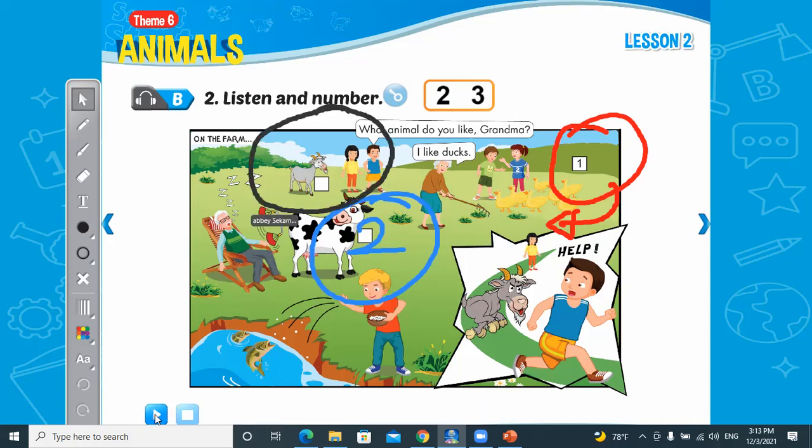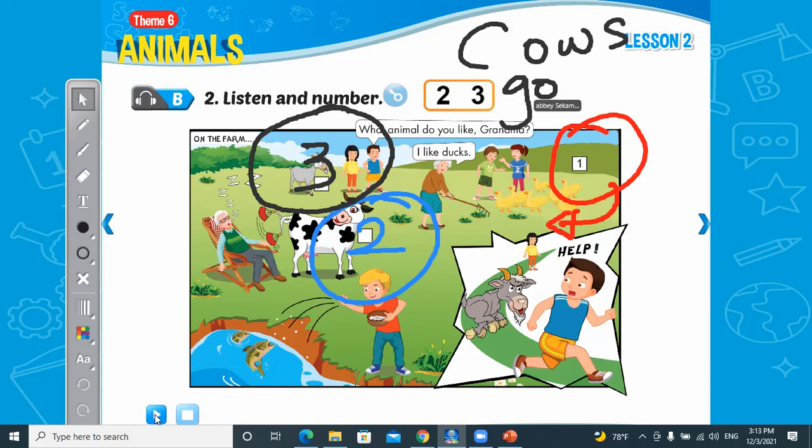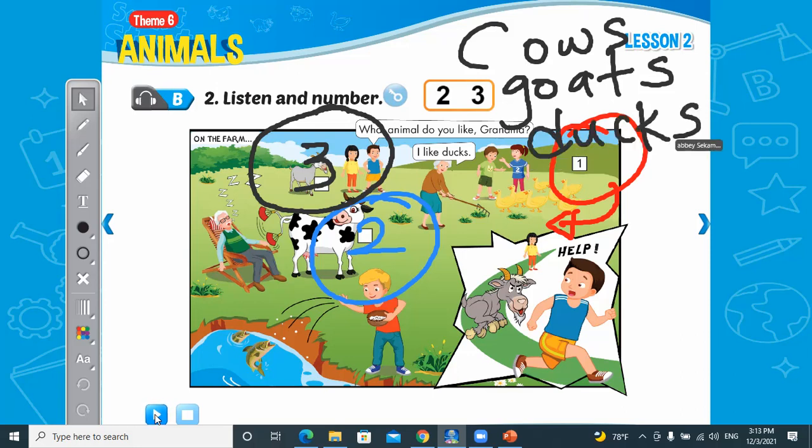So Kim likes goats. Okay? If you heard properly in the video, they were using the plural. They said, I like cows. They said, I like goats. And they said, I like ducks. Okay? So the video is going to stop there.